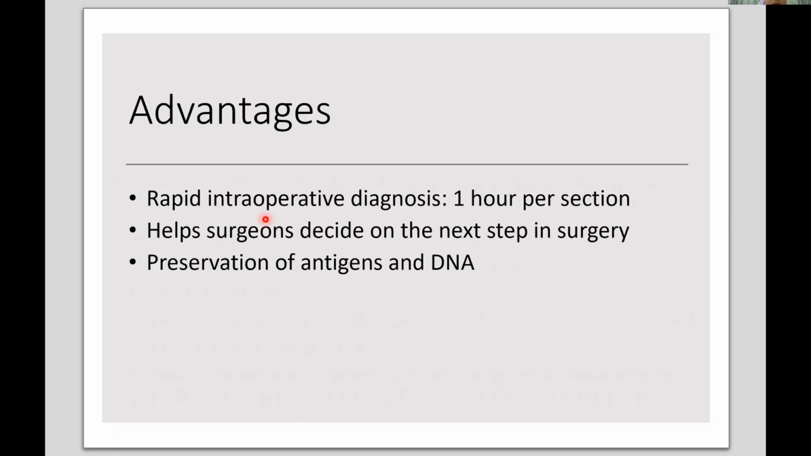Okay, what are the advantages of frozen sections? Rapid intraoperative diagnosis, 1 hour per section. When we do more sections, it takes a longer time because the process is not really simple. It helps surgeons decide on the next step in the surgery. Preservation of antigens and DNA, meaning that after we finish the frozen section, we fix all the tissue in formalin and process as usual through the paraffin section, so that we can also proceed with other staining, immunohistochemical staining or histochemical staining.